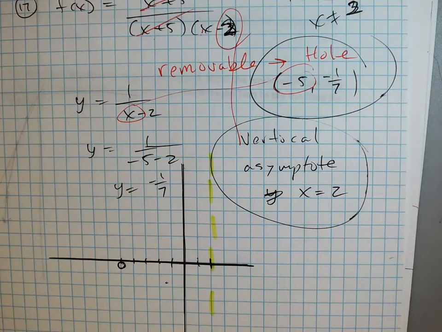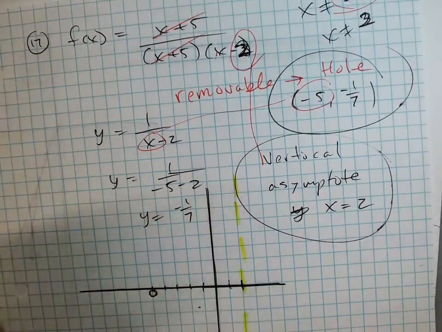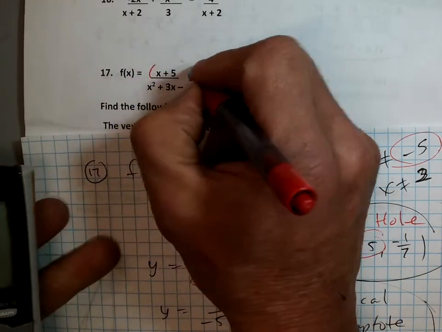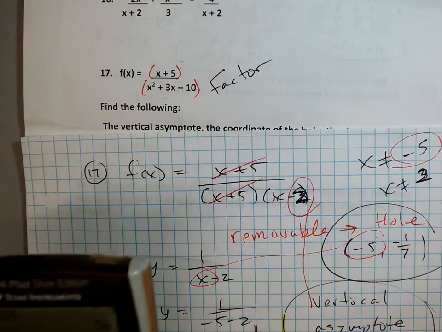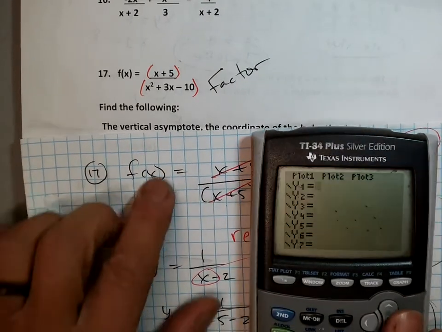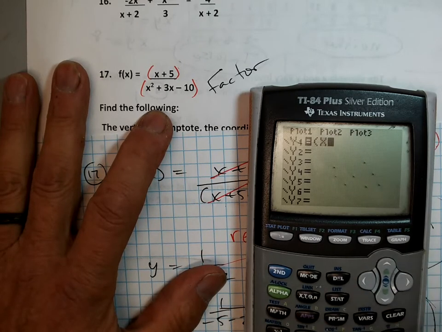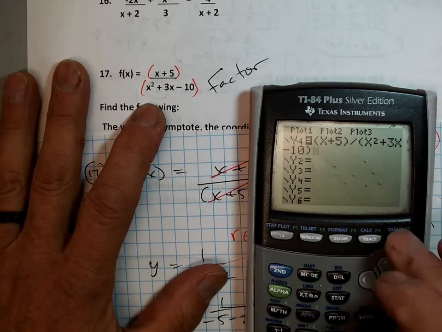So then if I graph this on my calculator, because that makes it easier, and again, if you're going to graph it on your calculator, go back to the original. Don't forget when you graph it to use your parentheses, otherwise your calculator is going to give you a totally different graph, right? So go to my y equals, clear that. Parentheses, x plus 5, parentheses divided by parentheses, x squared plus 3x subtract 10. I'm going to graph it.